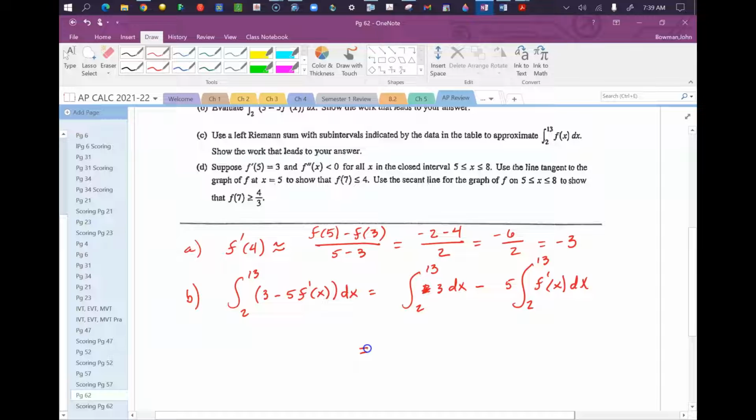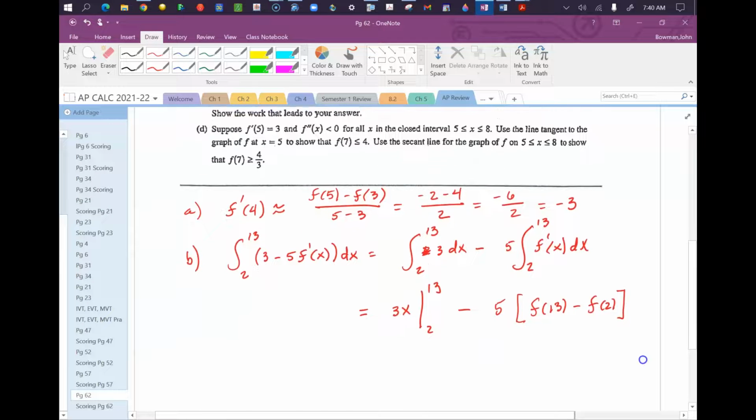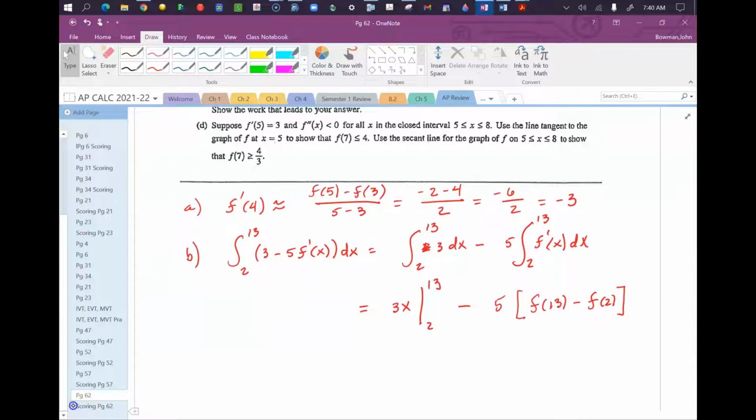Okay, so the integral of a constant, so we've got 3 times x from 2 to 13. We have to evaluate that. And 5 times the integral of f prime from 2 to 13. So that's going to be 5 times, using the fundamental theorem, f of 13 minus f of 2. Because when we integrate, we take antiderivatives. And the antiderivative of f prime is f.